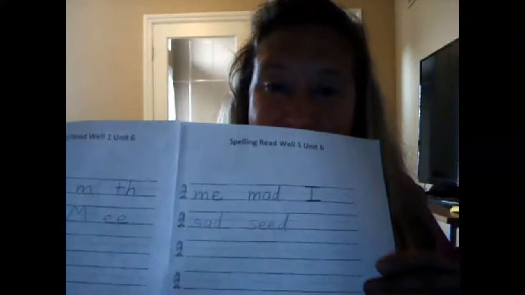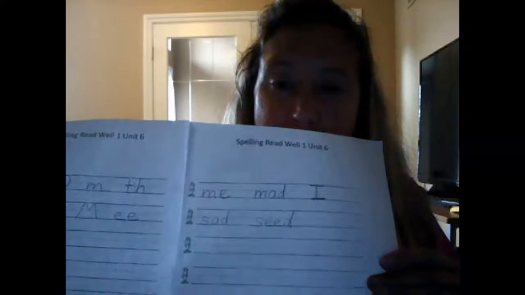Seed. How do you spell that first sound? S. How's that spelled? With an S. E. We're going to spell it with our two-letter pattern. What two letters are those? E, E. And the last sound you hear in seed. How do you spell D? With a D. Check it. S-E-E-D. Good job. We're going to do a finger space.